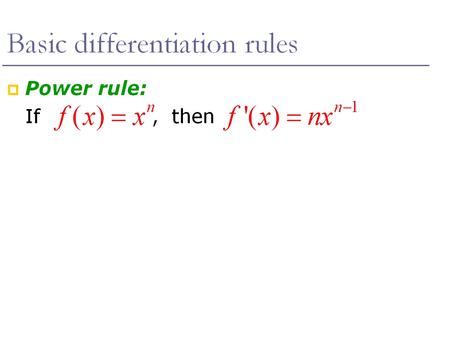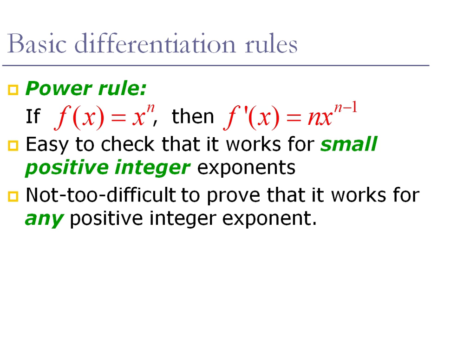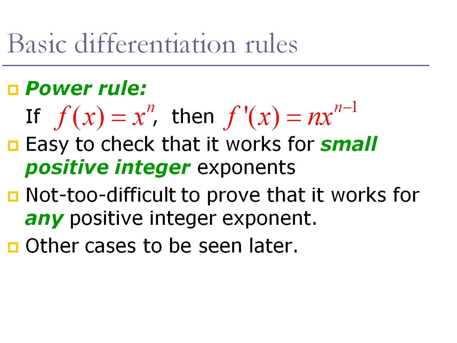This rule is seen by many students as being actually the definition of the derivative, and nothing could be further from the truth. In fact, the power rule is the only rule that we will not be able to prove fully. Its full proof is very, very complicated. We're going to be able to prove it in just a few individual cases. It's easy to prove that it works for small positive integers. It's not too difficult to prove that it works for any positive integer, even for a million in the exponent, of course. But when it comes to other cases, they create problems.